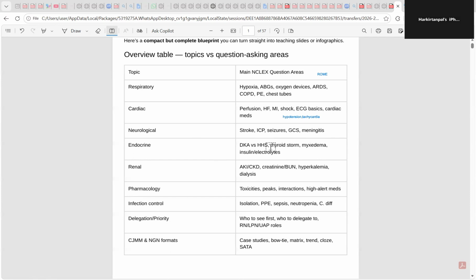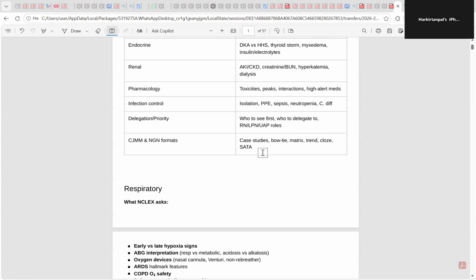In endocrine, usually they will ask questions from DKA, that means diabetic ketoacidosis, and HHS, that means hyperglycemic hyperosmolar syndrome. Next is thyroid storm, which means hyperthyroidism. Myxedema means hypothyroidism, and also insulin and electrolytes.